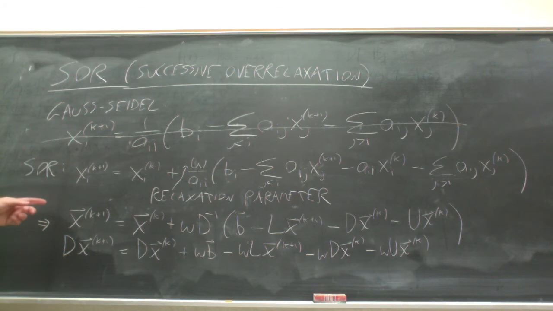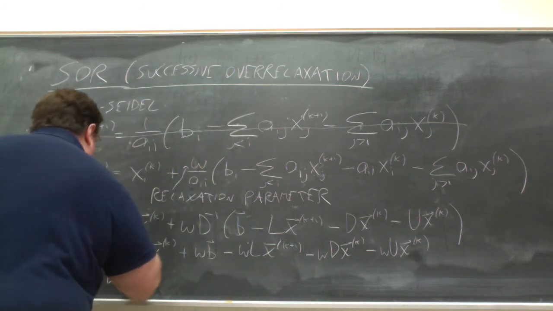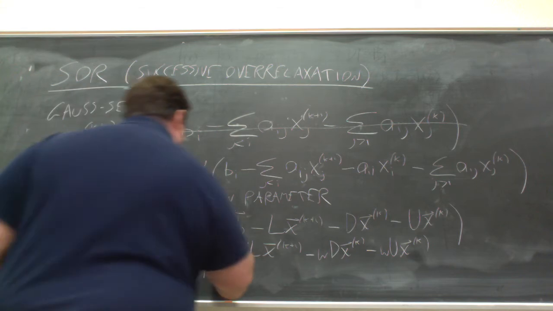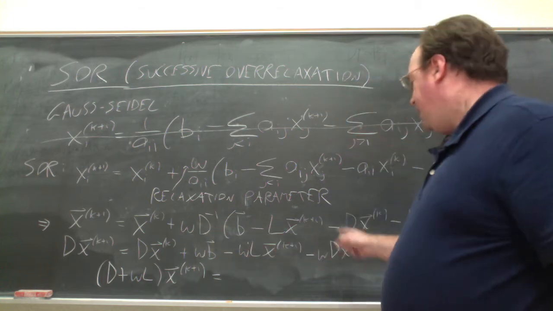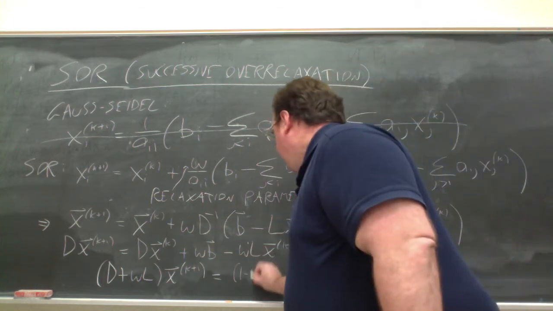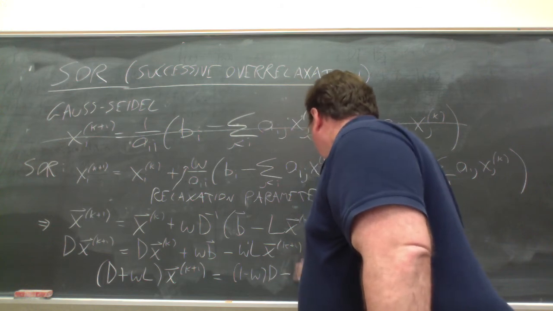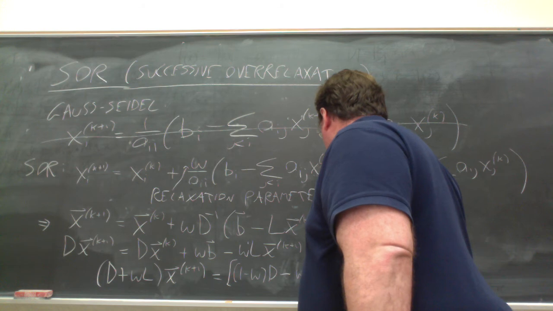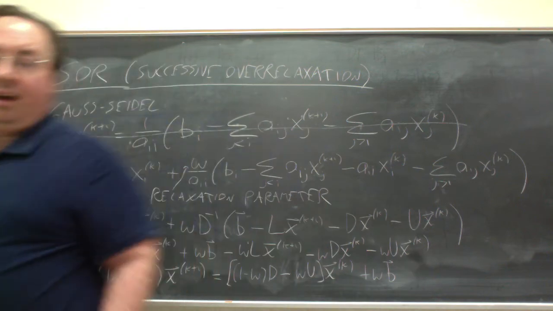Now I want to take all terms involving x_{k+1} and put them on the left side. Everything else stays on the right side. So that will give me (D plus omega L) x_{k+1} is equal to, and these terms involving D I'll put together, so I have ((1 minus omega) D minus omega U), all of that times x_k, plus omega b.